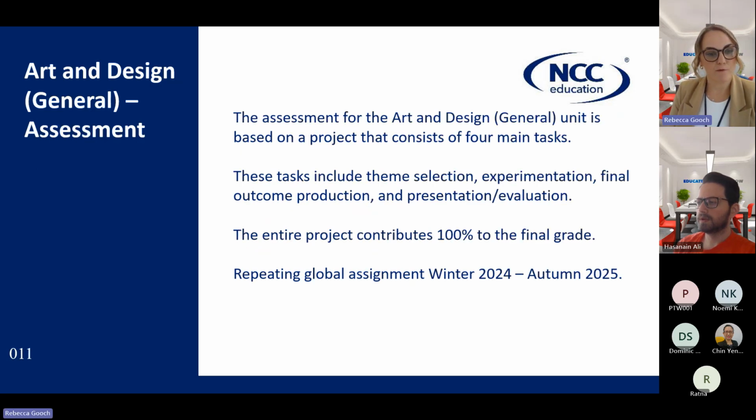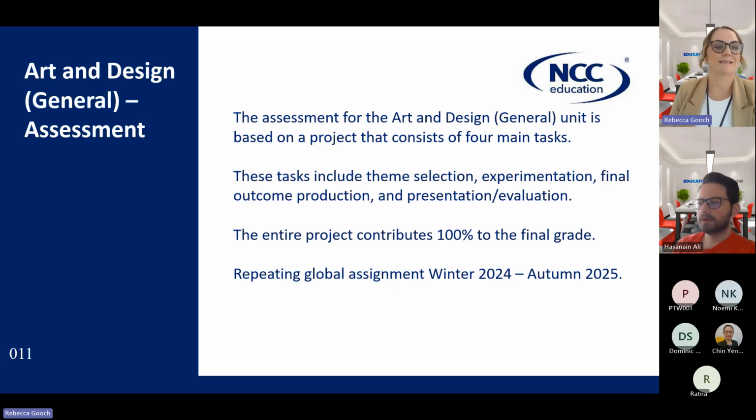In terms of assessment for the Art Design General Unit, it's based on a project and it consists of 4 main tasks. This includes theme selection, experimentation, final outcome production, and a presentation and evaluation. So you want to think of this as a process from start, middle, and end for your students. The assignments and those tasks contribute to 100% of the final grade.